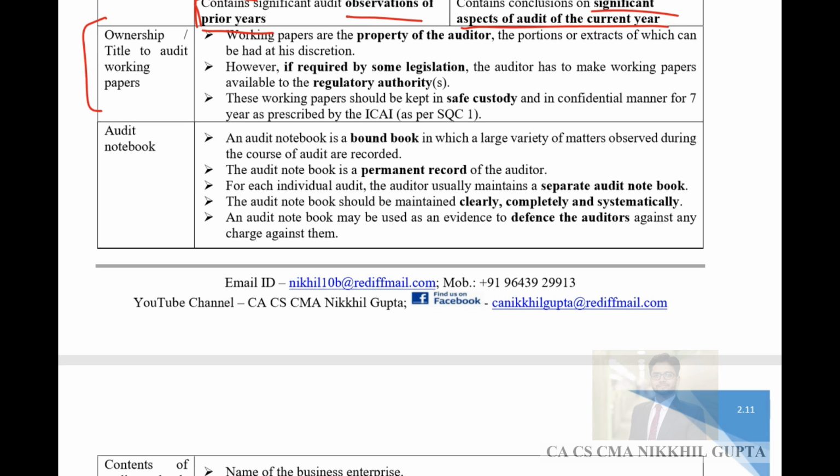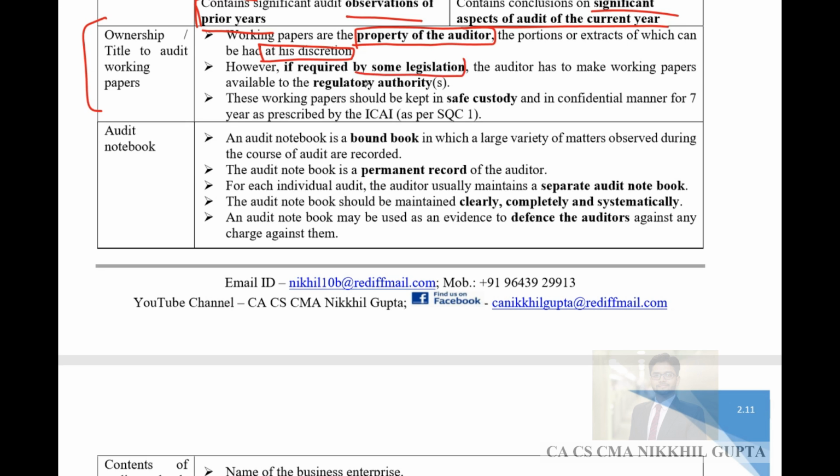So you cannot force an auditor to give his working papers. A client cannot force an auditor. So that is the law. Working papers are the property of the auditors, and portions or extracts of them can be had at his discretion. The important words are at his discretion. Only if the auditor is willing to give out the working papers can it be given.